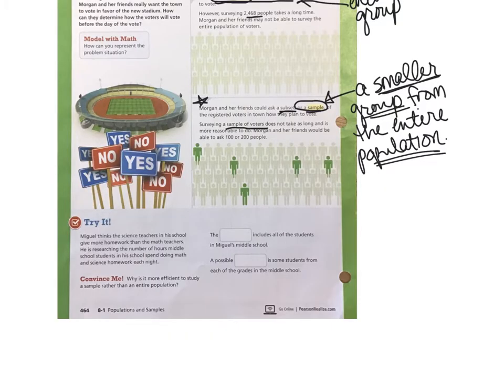Now take a look at the try it. Miguel thinks the science teachers in his school give more homework than the math teachers. He is researching the number of hours middle school students in his school spend doing math and science homework each night. Now you're asked to use our 2 vocabulary words from example 1 to complete each of those statements.